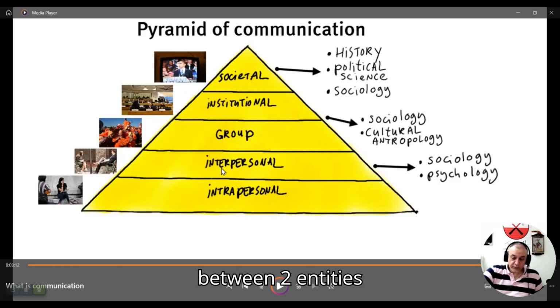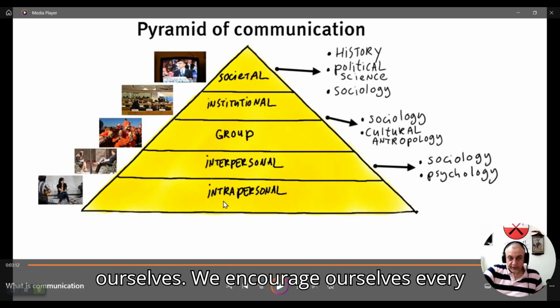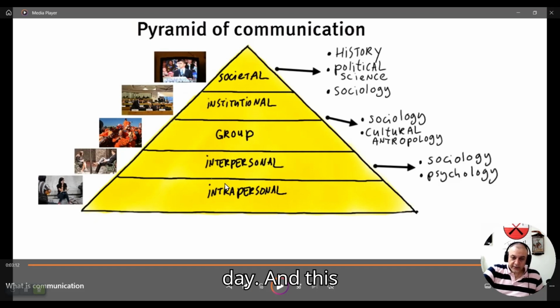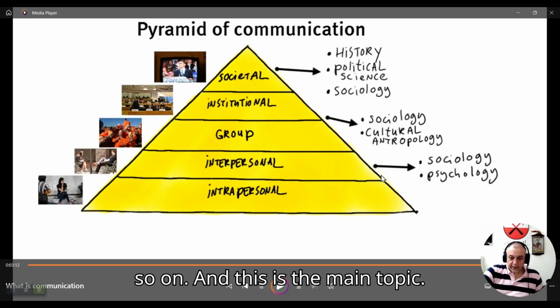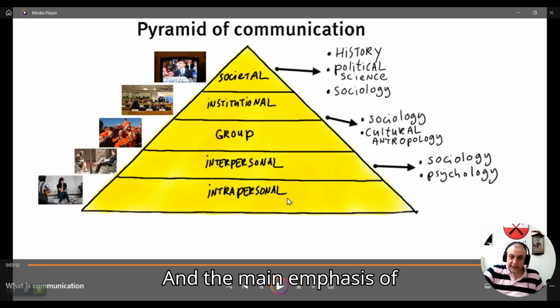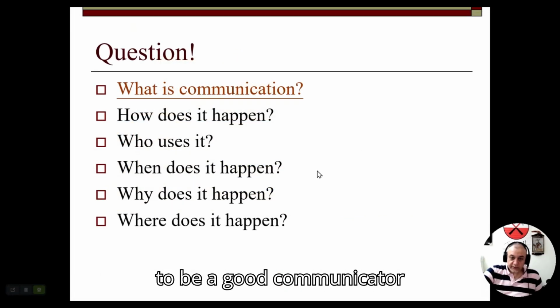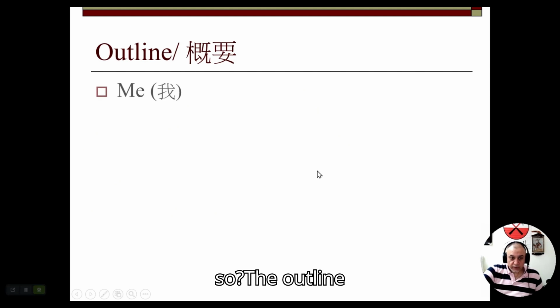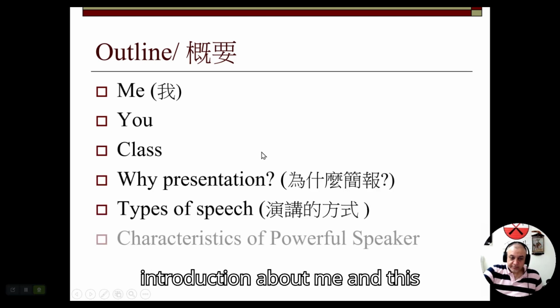Inter means between two entities or among several entities, like international. Intra means within, inside. So this is the conversation you have, or we have, with ourselves. We blame ourselves, we talk to ourselves, we encourage ourselves every day. And this is the communication you have with your classmates, parents, teachers, and so on. And this is the main emphasis of a communication class at this level, how to be a good communicator.